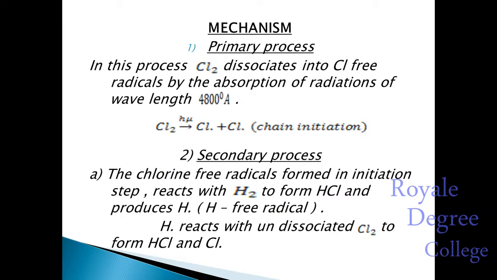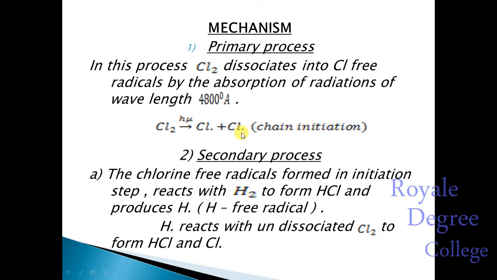In that, the first step is the primary process. In this process, chlorine dissociates into chlorine free radicals. The chlorine molecule is dissociated to form chlorine free radicals by the absorption of radiation of wavelength 4800 angstrom. Here you can see the reaction. The chlorine molecule is absorbing light, that is h nu, of wavelength 4800 angstrom, and we are getting the chlorine free radicals. This is the chain initiation step.